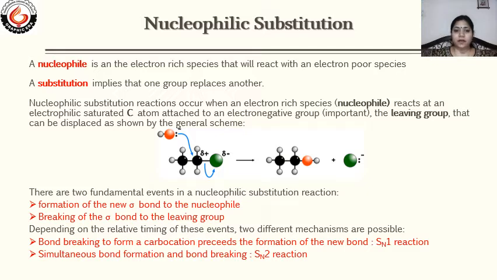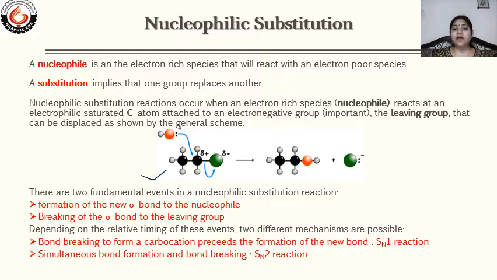Here in this animation, it is clear how the nucleophilic substitution takes place. You can see here, the orange ball represents the oxygen, the gray ball represents the hydrogen, the black ball represents the carbon, and the green ball represents the leaving group. This leaving group may be any halide or any other group.